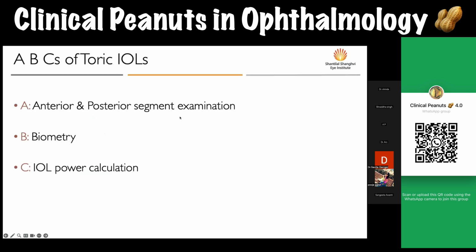The problem with LRIs is that they do tend to regress, and they are not as accurate and reliable as toric lenses. And therefore, if you have a slightly larger amount of cylindrical error, you might want to consider placing a toric lens. So toric IOLs we will cover under the clinical examination, the biometry, and of course the IOL power calculation for these lenses.